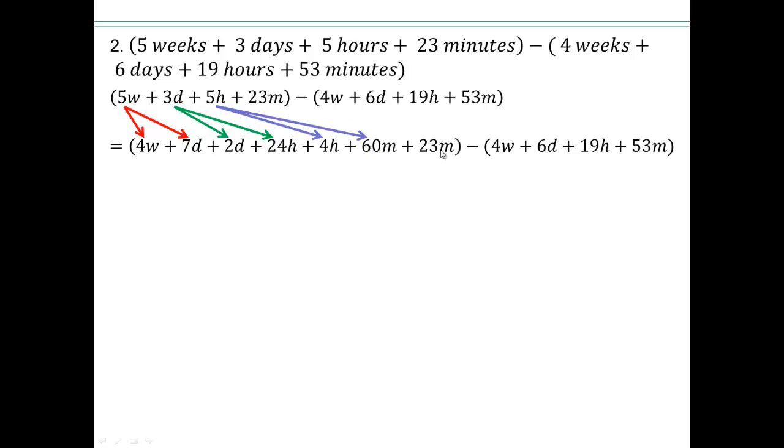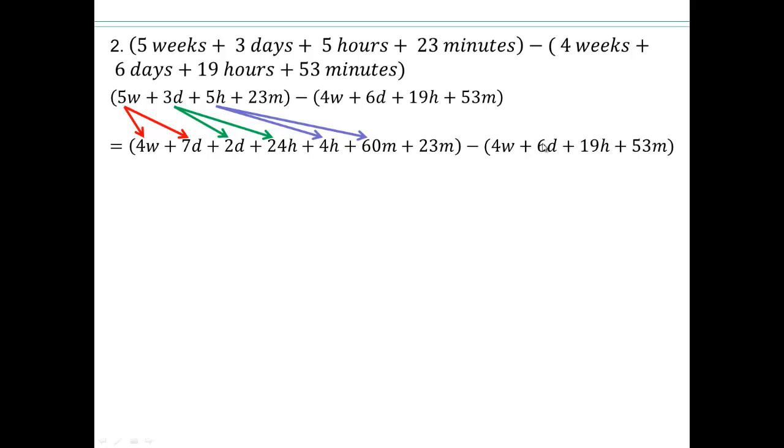So I have my 23 minutes. I'm going to take the 5 hours and write that as 4 hours. And the 1 hour, I'm going to change it into minutes. So 1 hour is 60 minutes. Now I have 19 hours to take away from the 4 hours, which I don't have enough of. So I'm going to break the days. I'm going to write the 3 days as 2 days plus 1 whole day, which is 24 hours. Now I have enough hours.